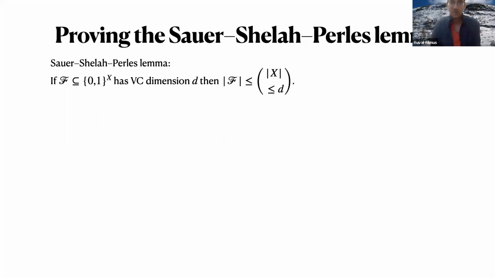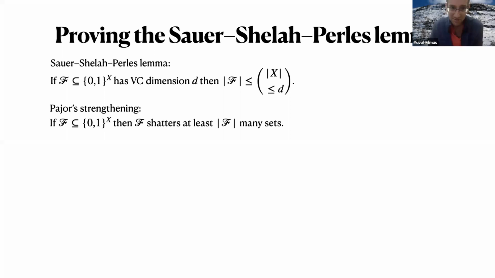So here's the original Sauer-Shelah-Perles lemma, and we're actually going to prove something a bit stronger, due to Pajor, though I'm not sure how to pronounce the name, so I'll say Pajor, but it's probably wrong. Instead of saying that if a family has VC dimension d, then it contains at most |X| choose at most d sets, let's say that every family shatters at least as many sets as its size.